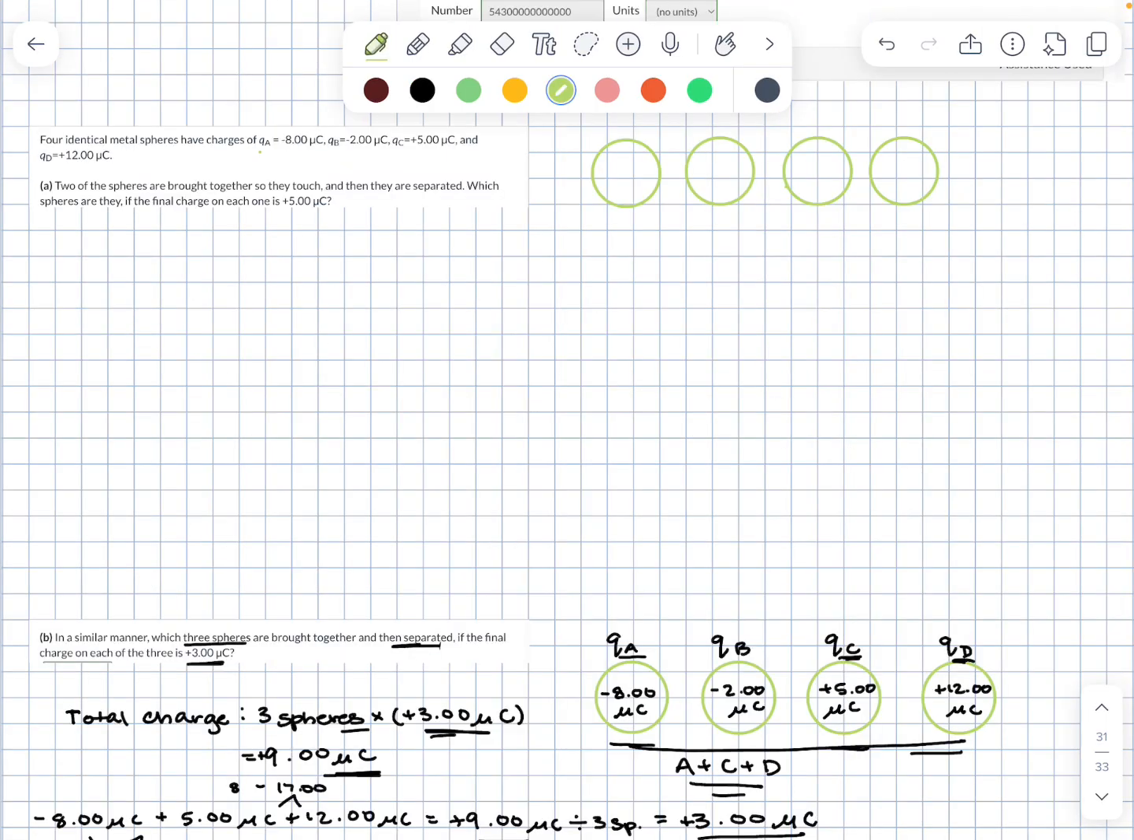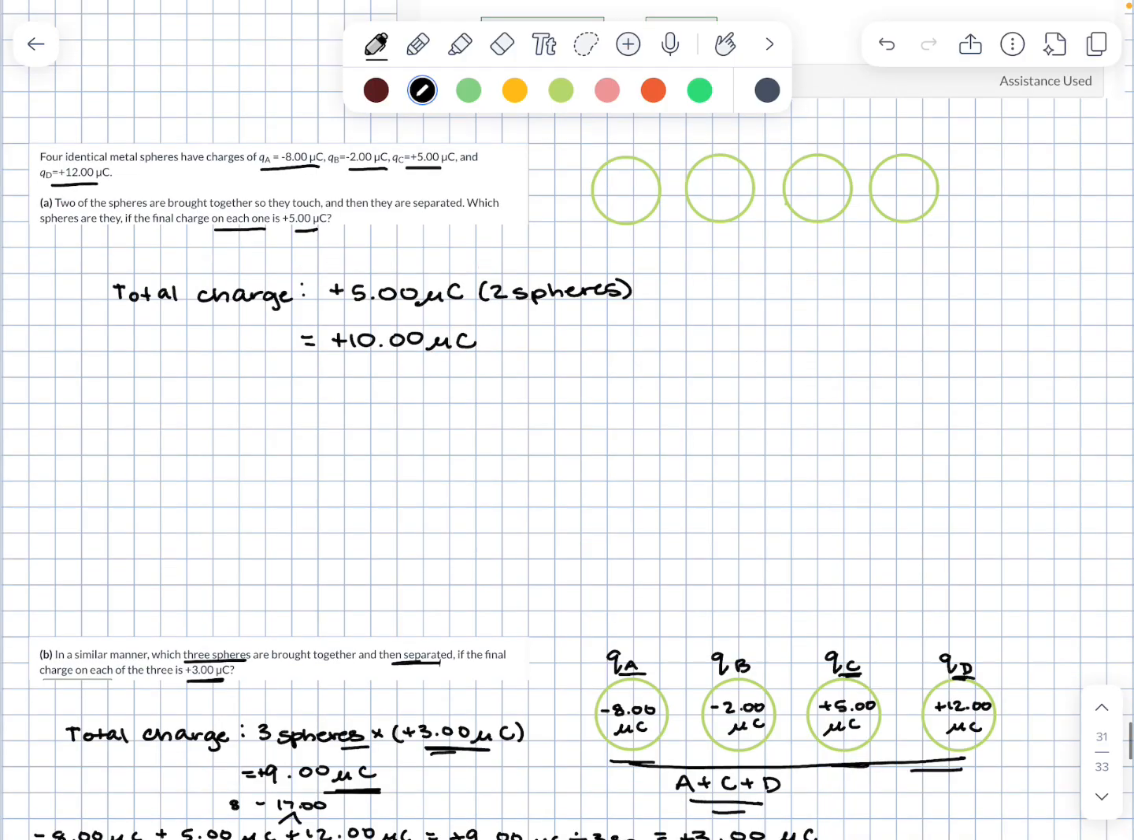All right, so for the following problem, we have 4 identical metal spheres with charges of Qa negative 8 microcoulombs, Qb negative 2 microcoulombs, Qc positive 5 microcoulombs, and Qd positive 12 microcoulombs. 2 of these spheres are brought together so they touch, and when they are separated, which spheres are they if the charge on each one is 5? Okay, so starting off, we know that our total charge is going to be equal to this. Each sphere needs to have positive 5 microcoulombs, and since there are 2 spheres, we multiply by that, and that results in a positive 10 microcoulombs.